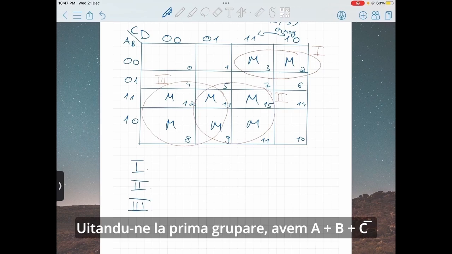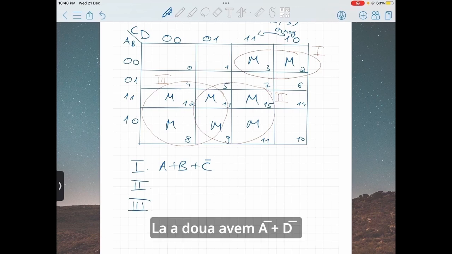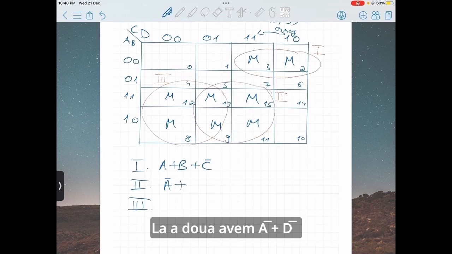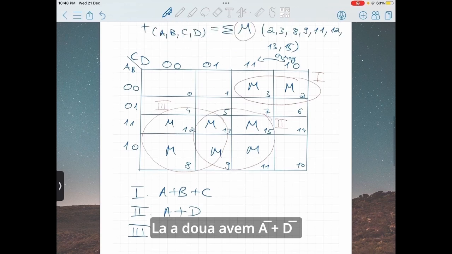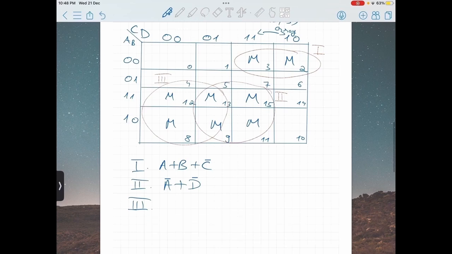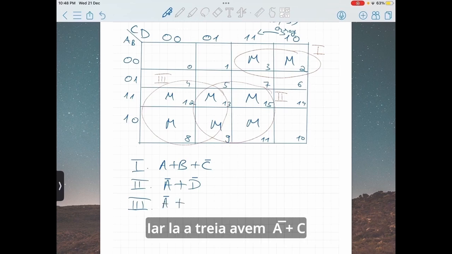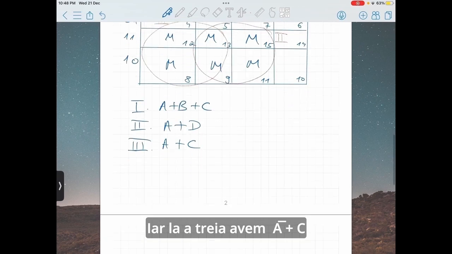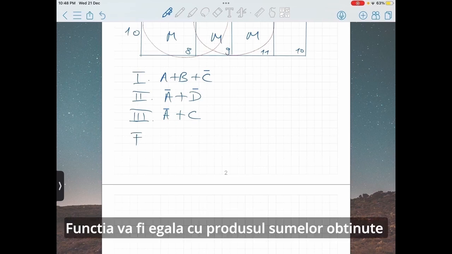Okay, so looking at the first one, we have A plus B plus C. At the second one, we have A plus D, and at the third one, we have A plus C. And now the function will be the multiplication between these three relationships. So it will be A plus B plus C multiplied by A plus D multiplied by A plus C. And this is our final solution for this exercise.